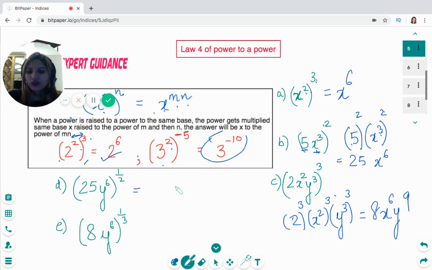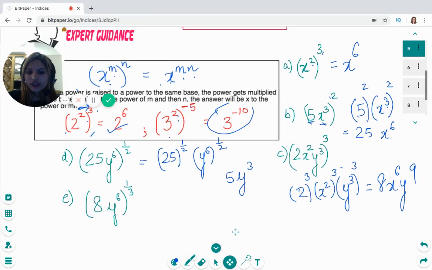Let's do this question. We'll do the same way. 25 will be to the power half. Power half means square root, and y to the 6 to the power half. Now square root of 25 is 5. 6 times a half is 3. So the answer is 5y cubed.